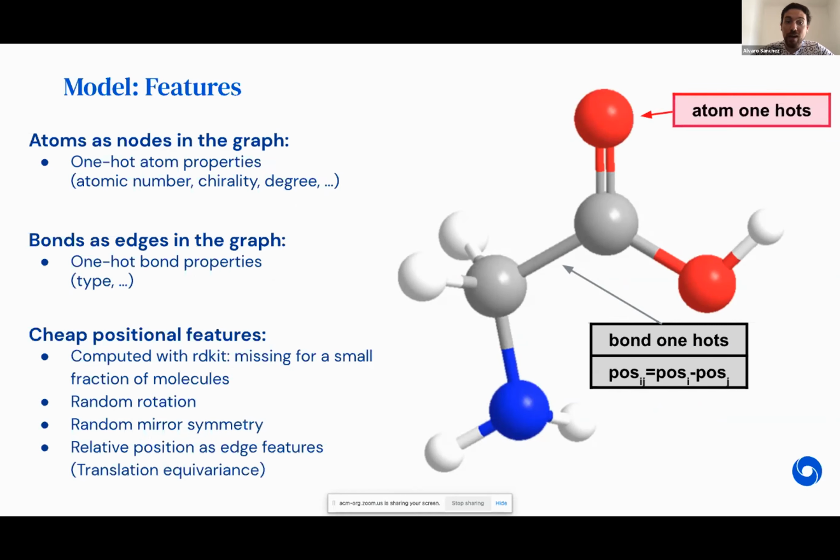Finally, we also used RDKit to compute a conformer, at least a raw approximation, for each molecule. And given the conformer, which we augmented with random rotations and mirror transformations, we use the relative position between pairs of atoms as an additional edge feature. And it is worth noting that RDKit was not able to produce conformers for a small fraction of the molecules. So in the end, we ended up training models both with and without positional features.